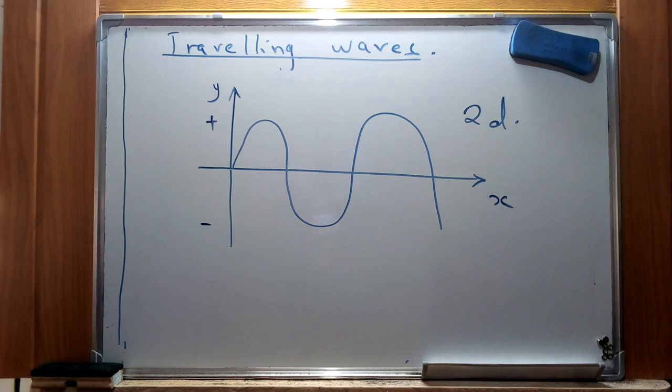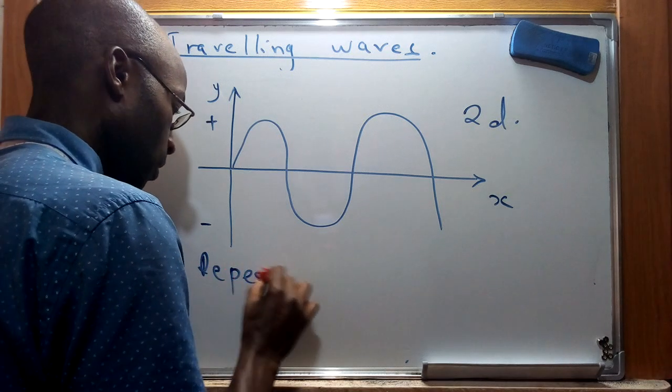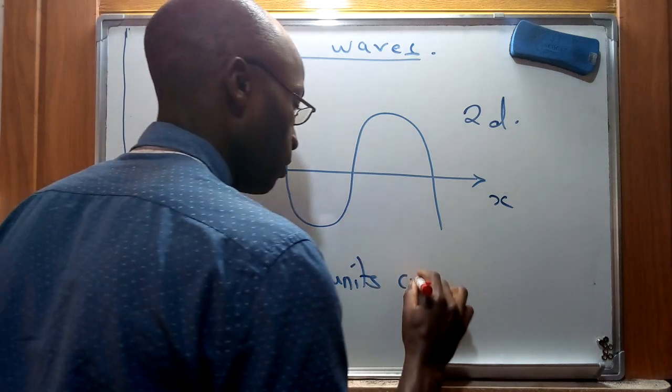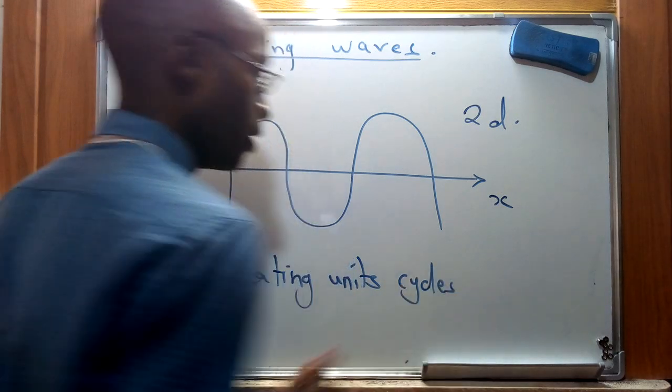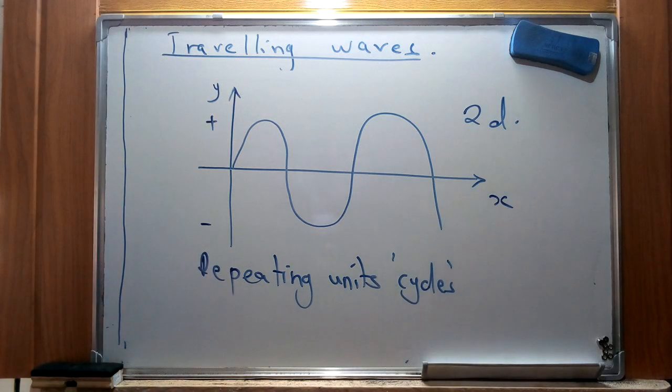So we're going to see that a wave consists of repeating units, which are going to be referred to as cycles. So these are repeating units that we're going to refer to as cycles. And we're going to have a specific name for this particular aspect that we have referred to as cycles.